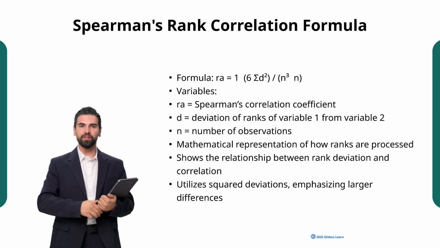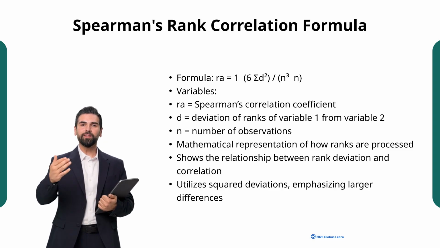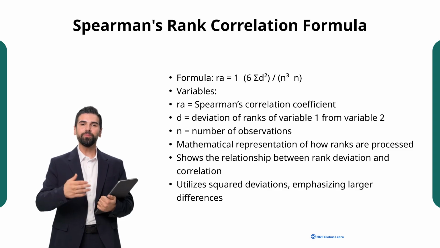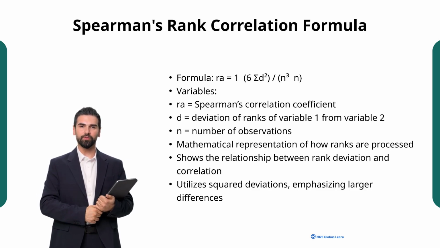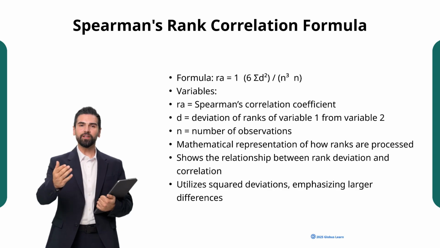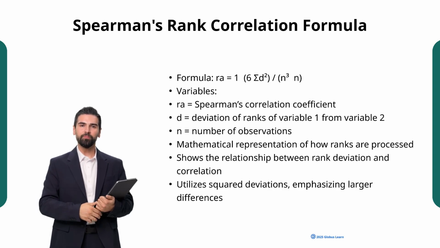Let's look at a critical component of Spearman's rank correlation, the formula itself. The Spearman correlation coefficient is calculated using the formula r_s = 1 - (6 Σd²) / (n³ - n). This might look a bit intimidating at first, but let's break it down piece by piece.